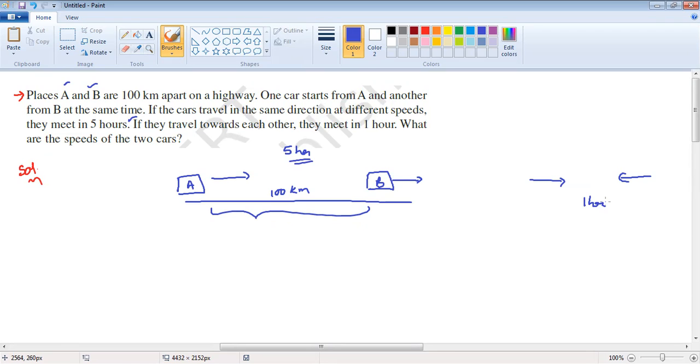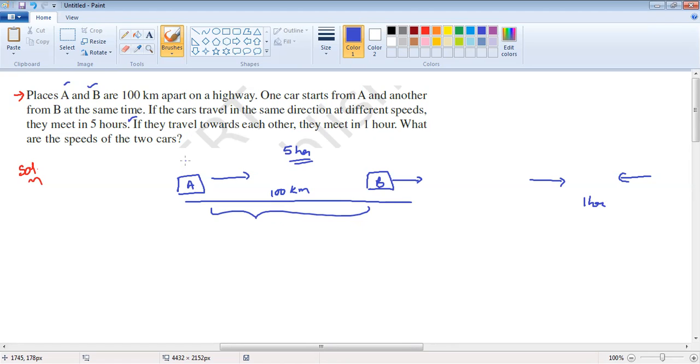Then how to do it? Sir, we will take the speed of the car at A as x kilometers per hour, and the speed of the car at B as y kilometers per hour. Can you give me the steps? Sir, then we will write. It is given that at A it is 5. So we will take 5x minus 5y is equal to 100, because it will take 5 hours each.